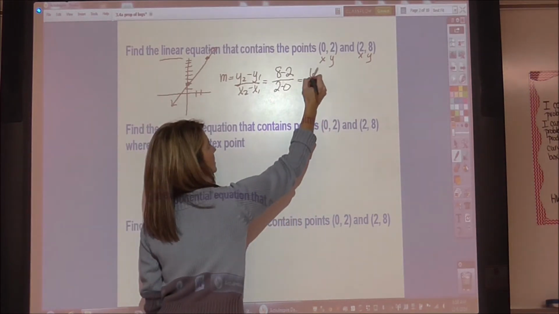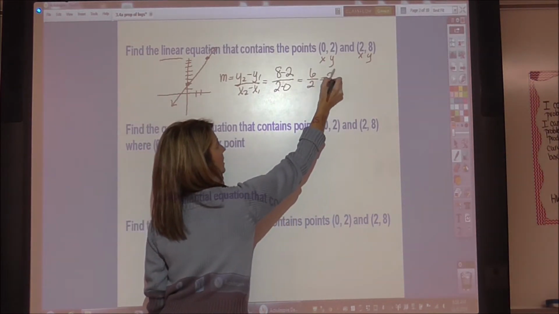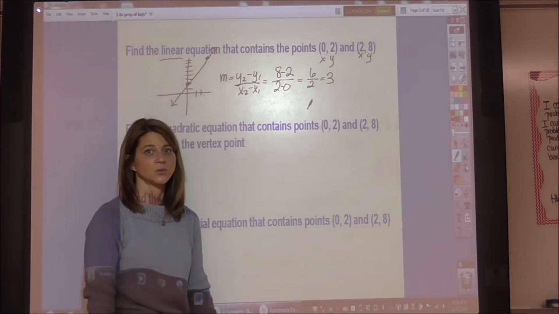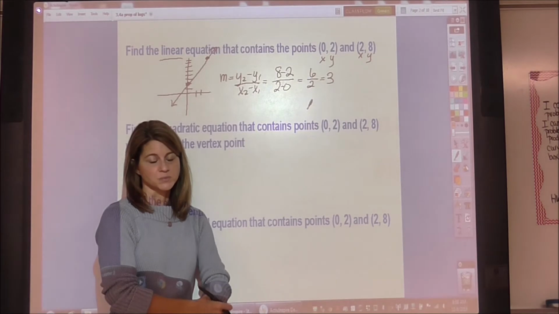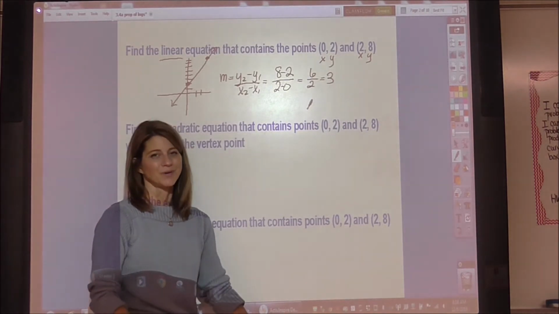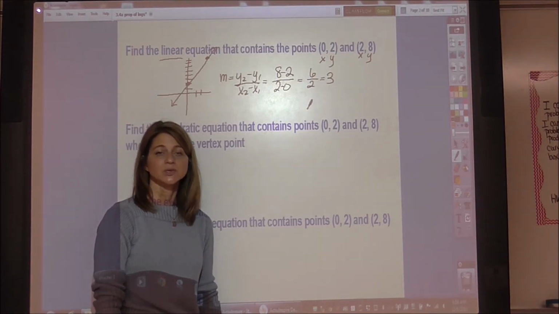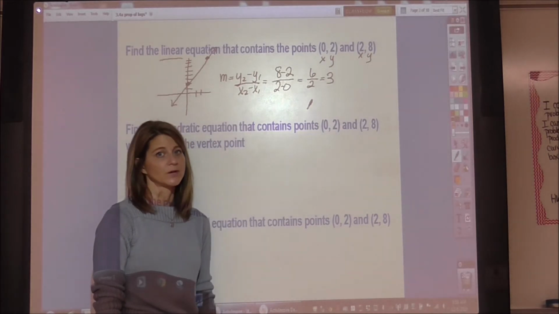8 minus 2 is 6. 2 minus 0 is 2. I'm getting a slope of 3. Got a slope of 3. All right. I suppose I could go through y equals mx plus b and figure out what b is, but I actually know what b is. B is your y-intercept. Do you know your y-intercept?